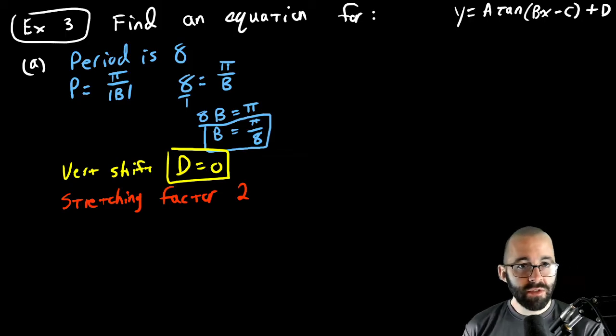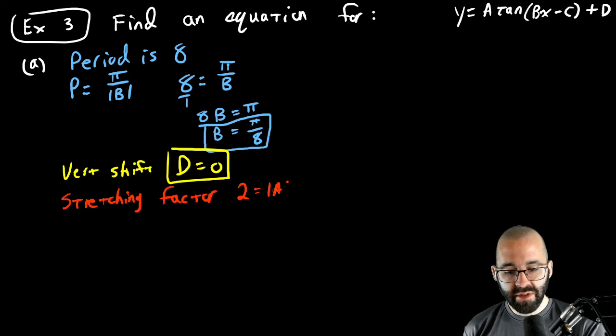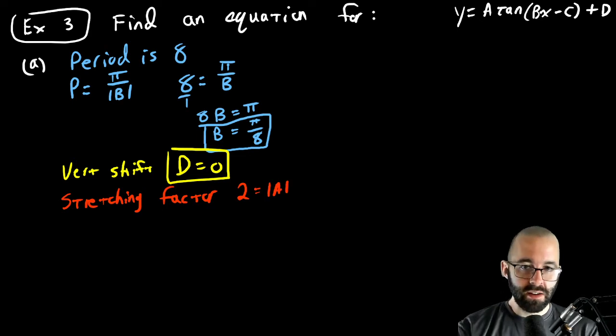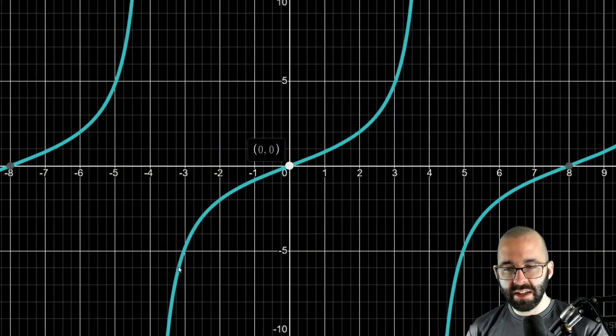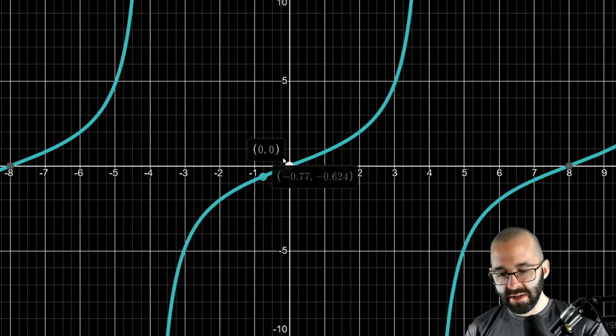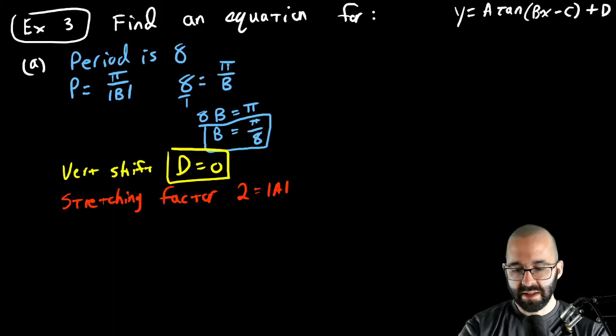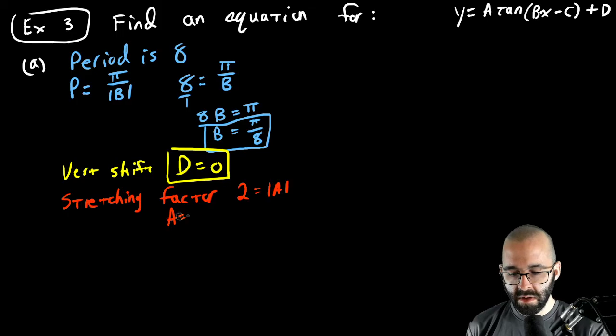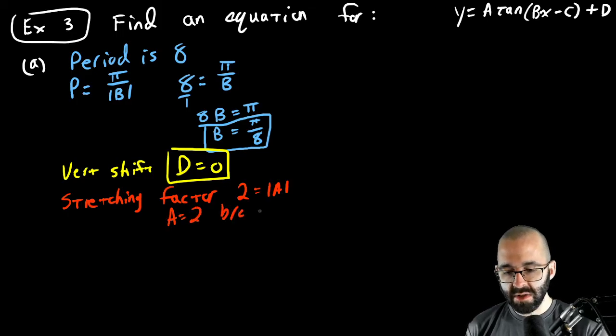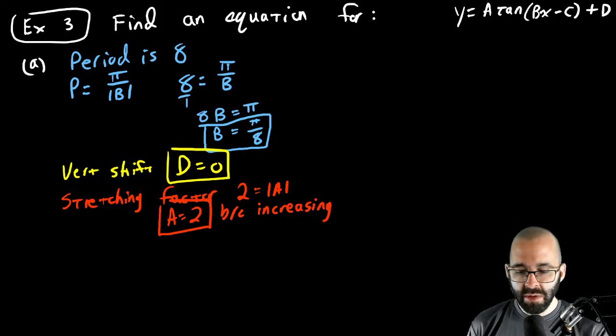And remember, the stretching factor is not the same thing as A. This is the absolute value of A, and we do sometimes deal with negatives for our A's. But since everything is going up here, we do know A is positive, because it's always increasing. If it was decreasing everywhere, then A would be negative. Good. So we have B, we have D, we have A.